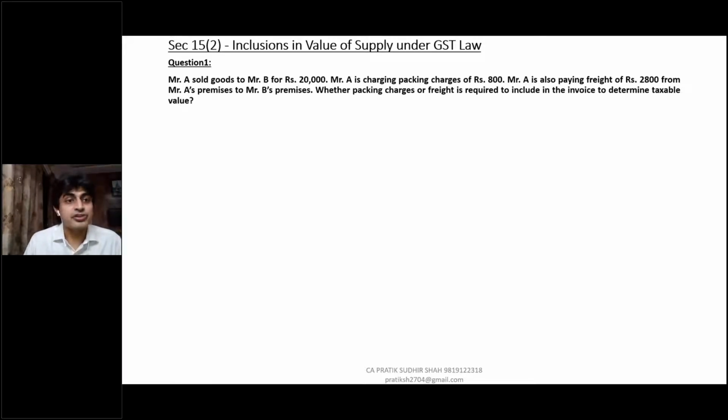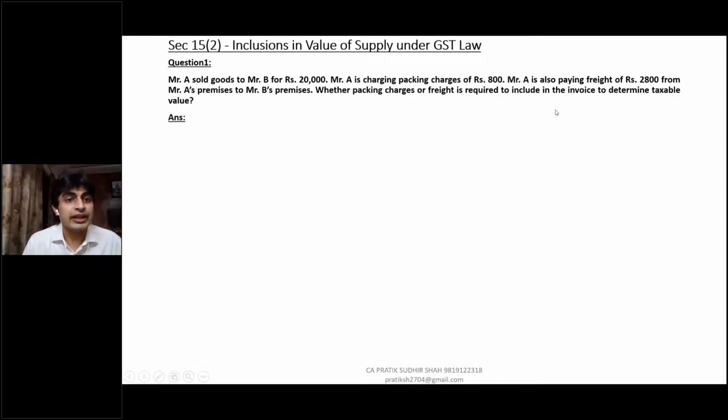Okay, chalo. Mr. A sold goods to Mr. B for 20,000. A is charging packing charges also of rupees 800. Mr. A is also paying some freight fee from A's premises to B's premises, so transportation charges will also be incurred. Whether packing charge or freight is required to be included in the invoice, that is, whether these packing and freight charges shall be included in the value of supply or not is the question.